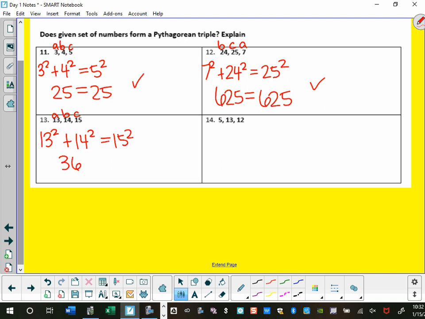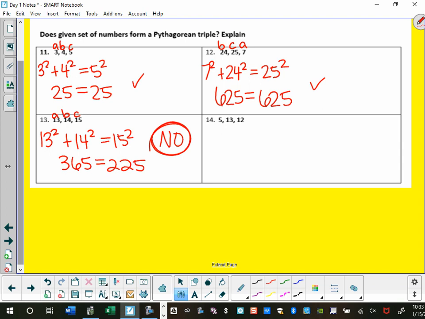365. And 15 squared? 225. This is not equal to each other. So this would not be a Pythagorean triangle.